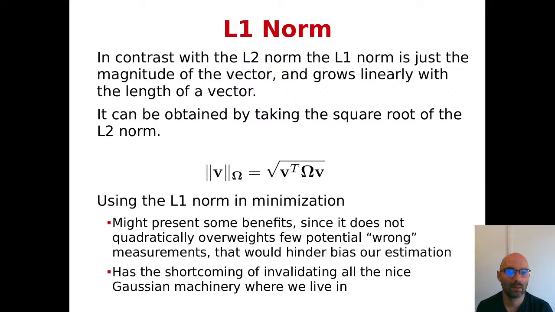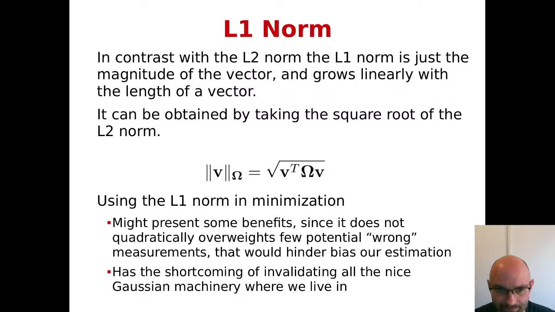The L1 norm is trivially obtained from the L2 norm by calculating the square root. And this is what you do when you calculate the Euclidean distance, the Euclidean length of a vector, right? You take the components, you square them, you sum them, and then you calculate the square root. Now, what would happen if in our minimization machinery we would replace the cost function, the E, the errors, instead of being the L2 omega norm, to be the L1 norm?